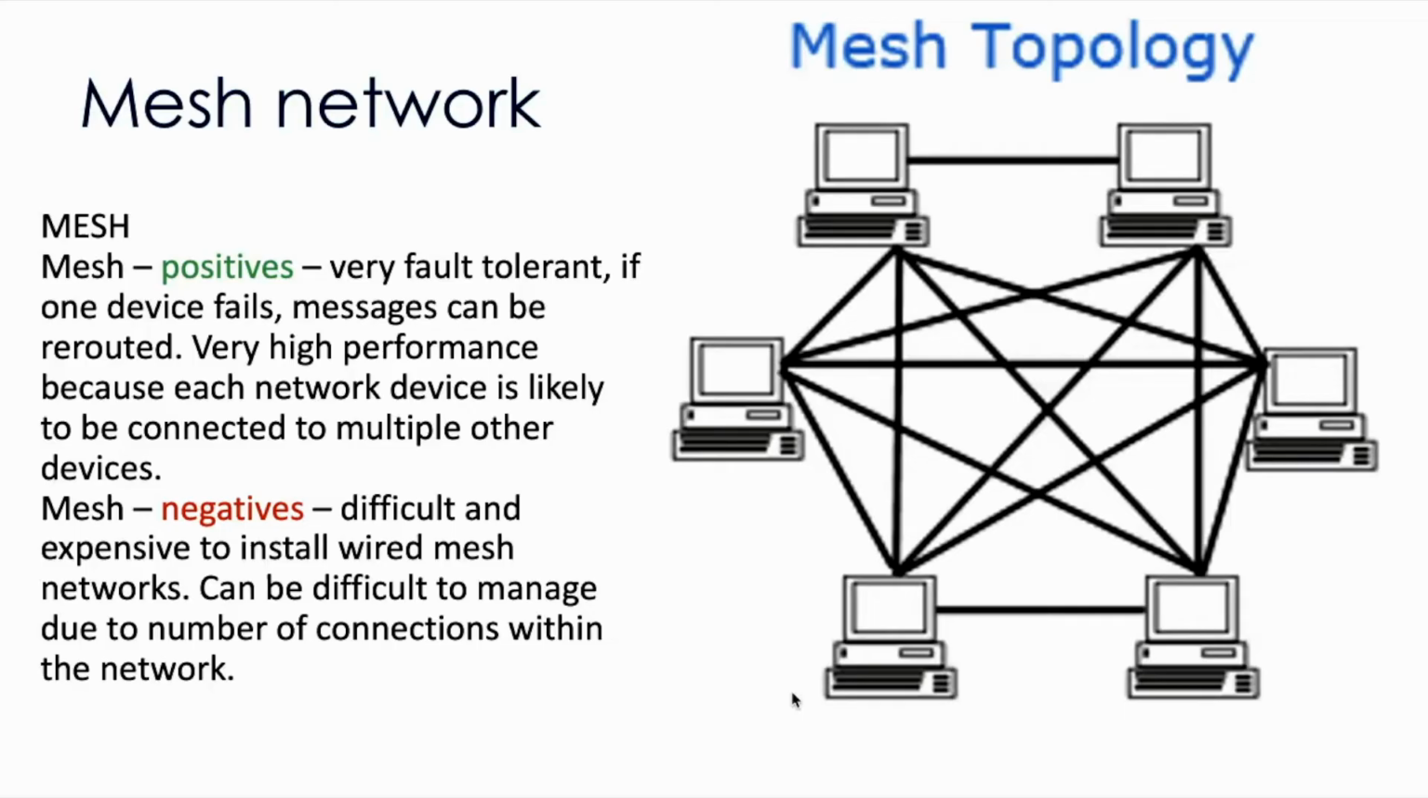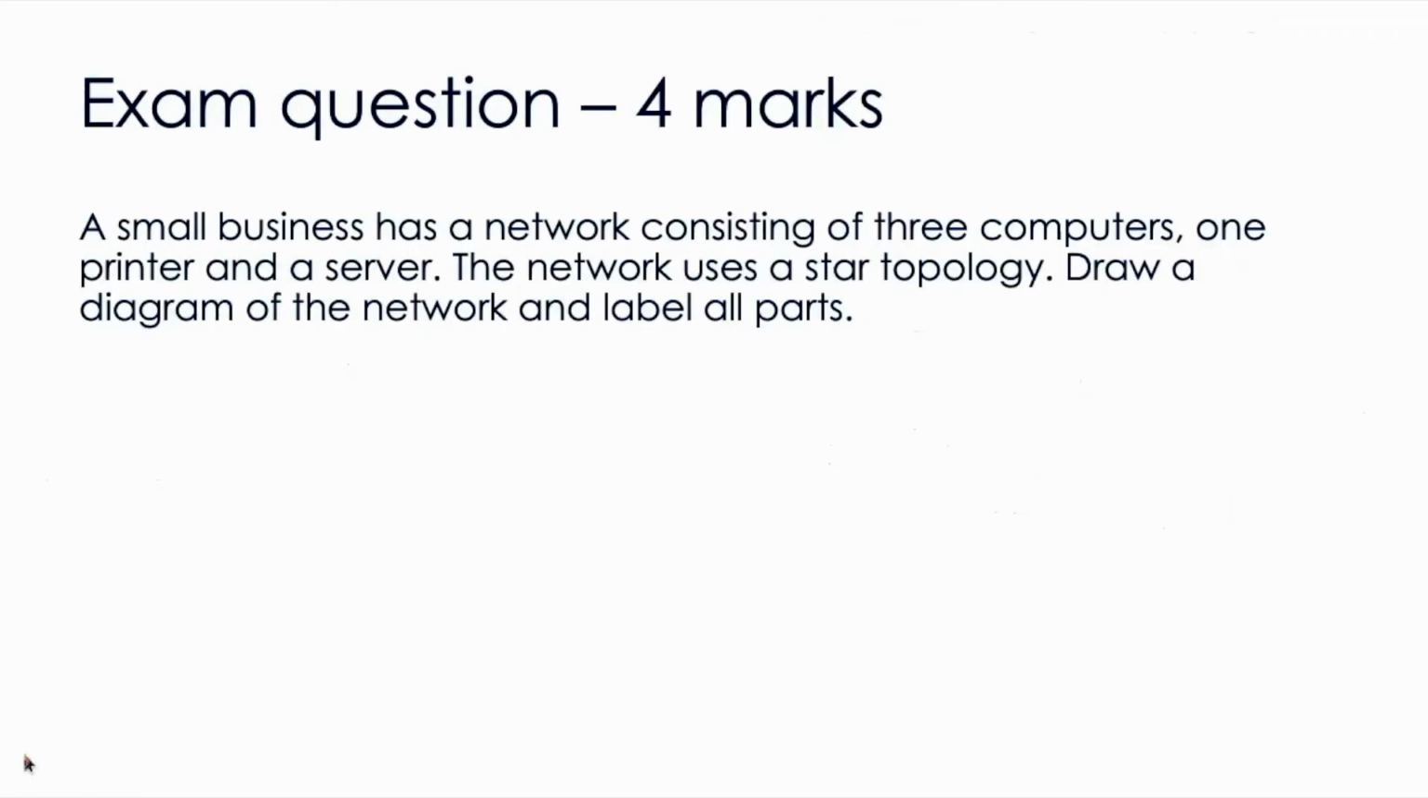Negatives, you can imagine how expensive it will be to create that. It's difficult and expensive to install wired mesh networks. It can be difficult to manage due to the number of connections within the network. Imagine if there were even more computers than that. We have 6 here, but if we doubled that, tripled that, just think what the mesh would look like. So those are our 4 topologies that you will face at GCSE level, even A level.